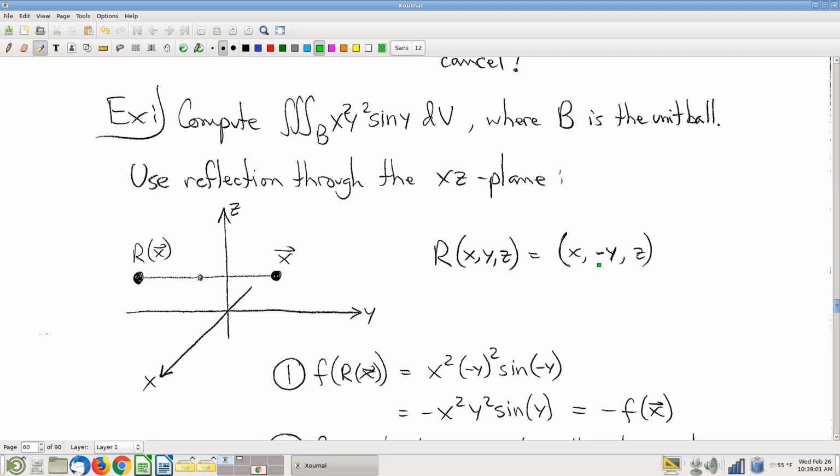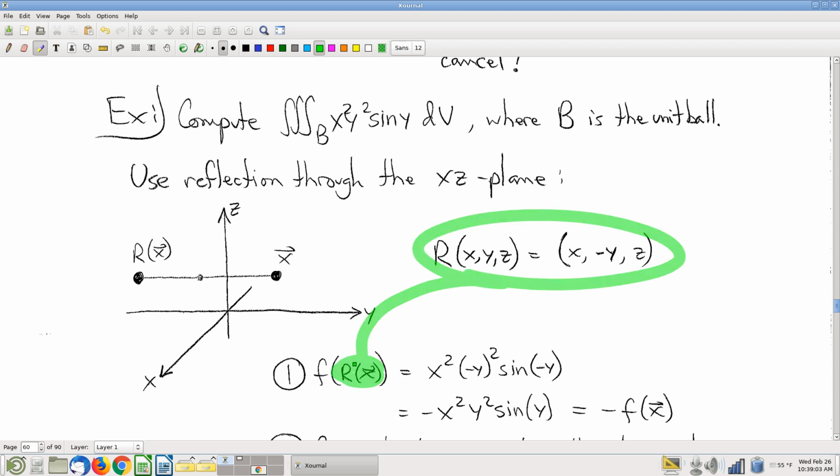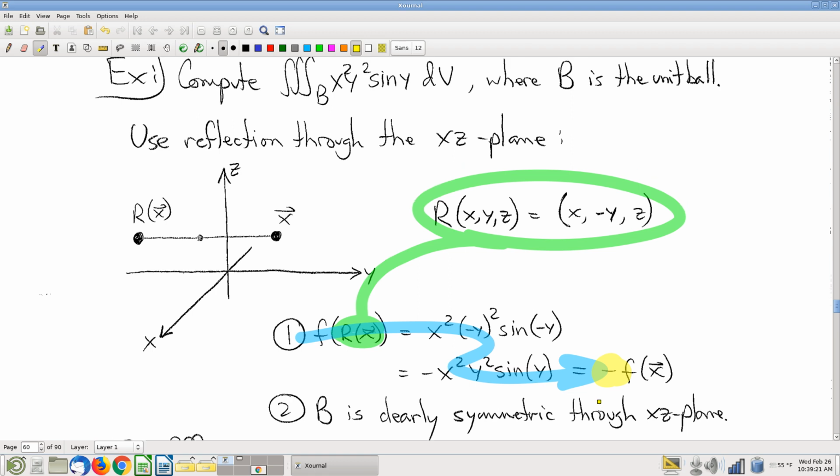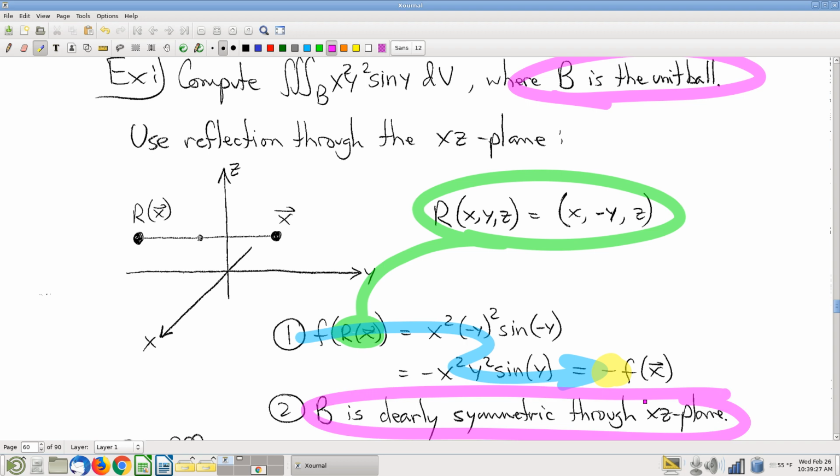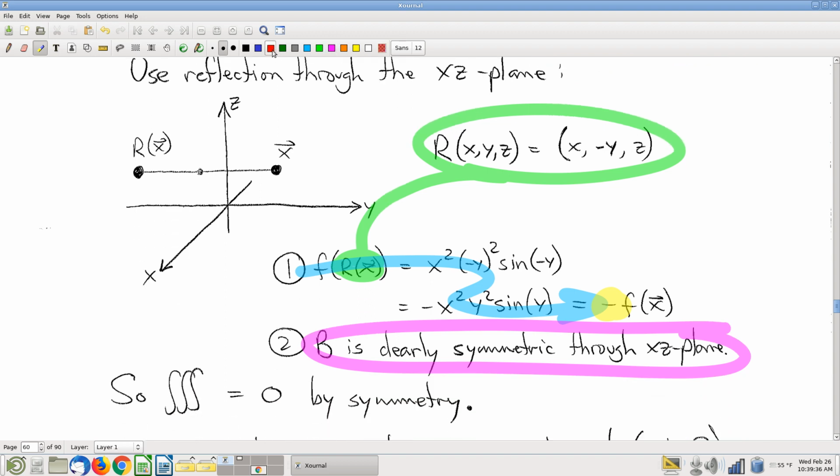And then notice this reflection, when you plug that reflection into the function, you get the required minus sign, and so this function has odd symmetry through that plane. And of course, now it's geometrically clear that the domain is symmetric through the XZ plane. You gotta love spheres. Spheres have every symmetry pretty much that you could hope for, right? They're awesome. So the conditions of the theorem are satisfied, and we don't have to slice and dice. We don't have to integrate and deal with square roots and trig. The integral is 0 by symmetry. Big win.